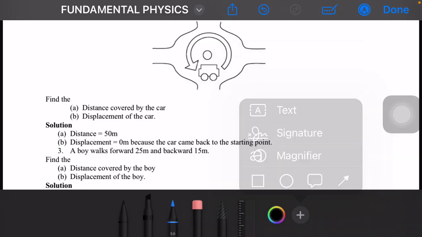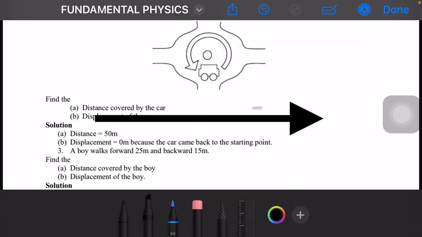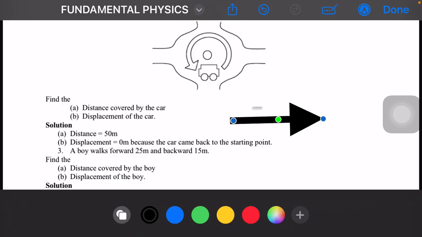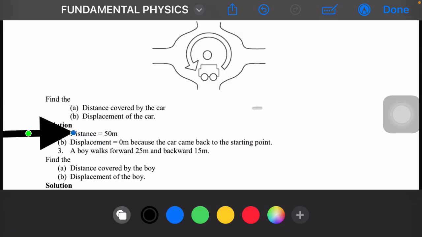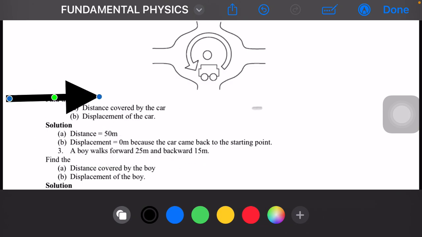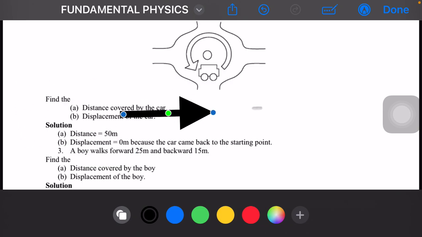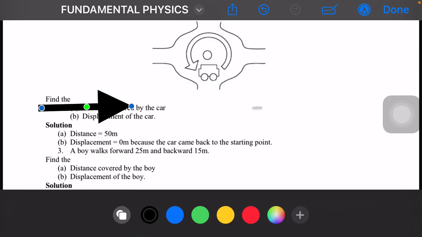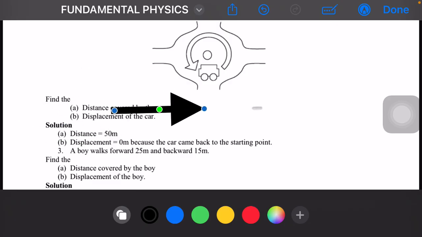Then the question is asking us to find what? Question B is saying find the displacement of the car. So the displacement of the car is 0 because the car comes back to the same point. If you want to understand displacement much better, think of it as a number line.